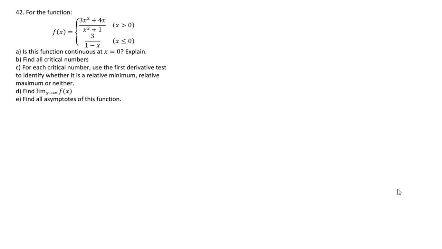Is this function continuous at x equal to 0? Explain. Okay, here we have a piecewise function. Let's think about the limit as x goes to 0 from the left of f of x. Because when x is negative, it follows this definition here, so we should plug in 0 into the second function, 1 minus 0. So the limit from the left at 0 is 3.